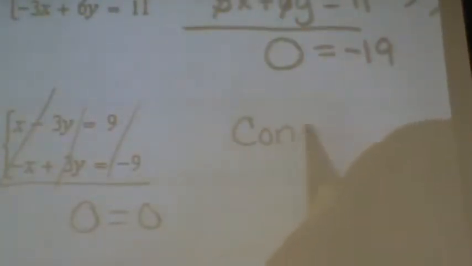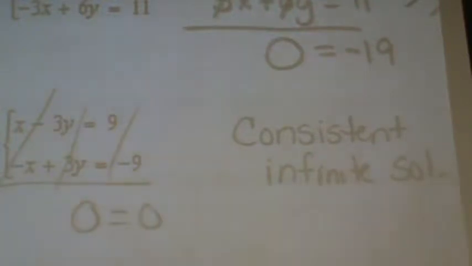But if you look at the next one, what happens here? Everything cancels. So this is a consistent system. Why? Because we got more answers than we know what to do with. We have so many answers, but these lines are dependent.